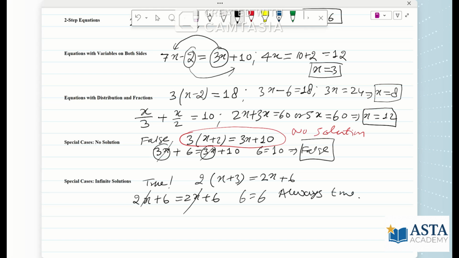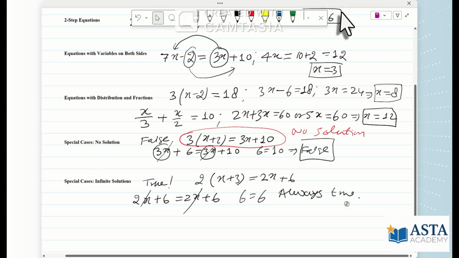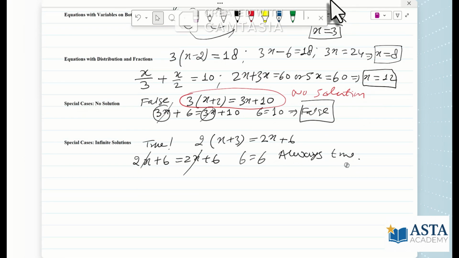So when you have special cases like these, you can verify this by simplifying, and if the resultant is false, then there is no solution, and if the resultant is true, then there are infinitely many solutions.